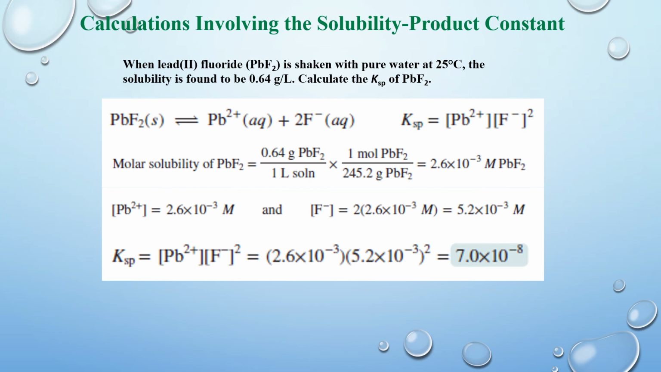In this problem, we have lead 2 fluoride again. We add it into water and shake it to let it dissolve. We find that for every 1 liter of this solution, there are 0.64 grams of this solid dissolved. And then we want to calculate the Ksp, or the solubility constant, for this ionic compound.